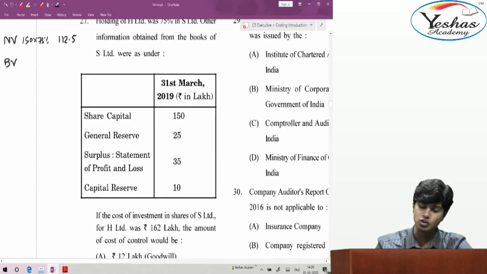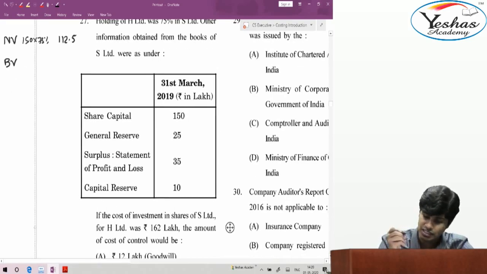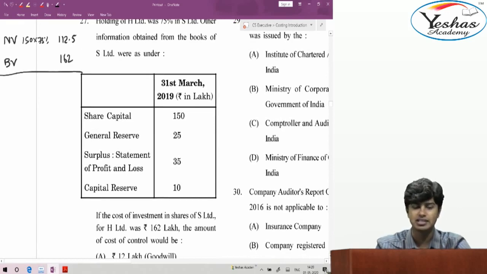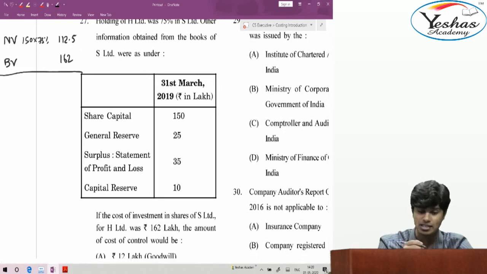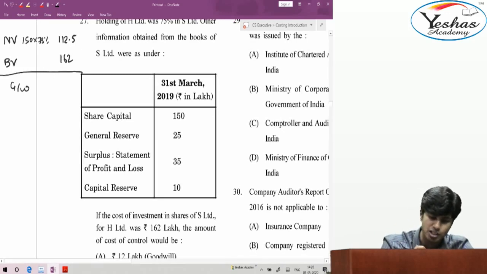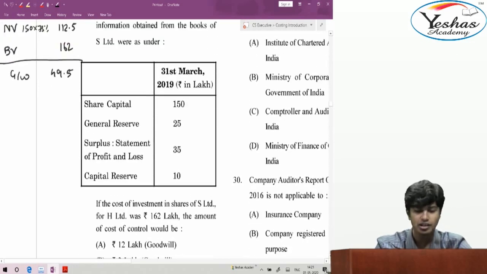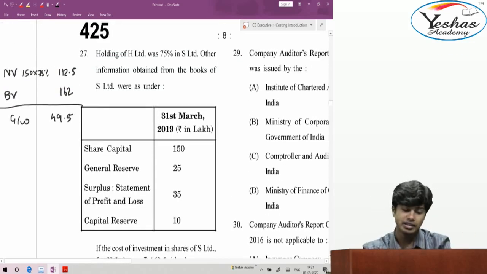They've told estimated cost of investments is 162 lakhs. So have we paid extra or have we paid less? So nominal value is 112.5. We paid 162. We paid excess. How much have we paid? That excess that we paid is basically goodwill. So 162 minus 112.5. That comes to 49.5. Sir, shall I take 49,500 here? 49.5 lakhs. No, wait. There are reserves and surplus.